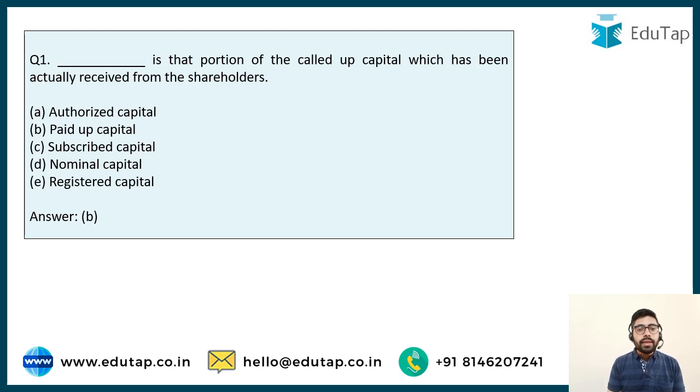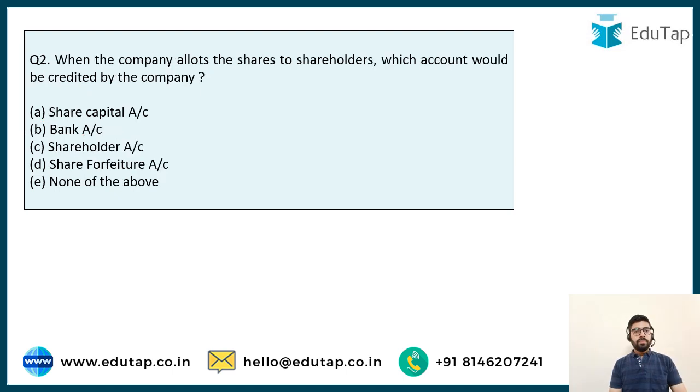So now we can easily answer this question: paid up capital is the portion of the called up capital which has been actually received from the shareholder. So the answer is going to be option number B. Moving on to the next question.